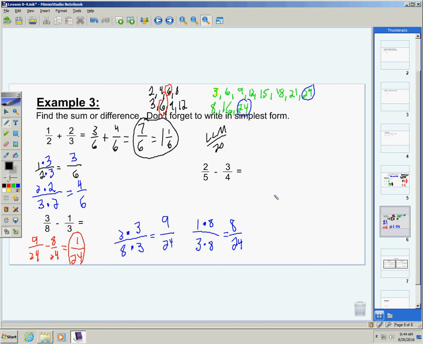And 3/4, I'd have to multiply each of these by 5 to have a denominator of 20. 3 times 5 gives me 15. So now I'm going to do 2/5, which is 8 20ths, minus 3/4, which is 15 20ths. Common denominator means I can add or subtract. The denominator will not change. 8 minus 15 gives me -7, and my answer is -7 20ths.